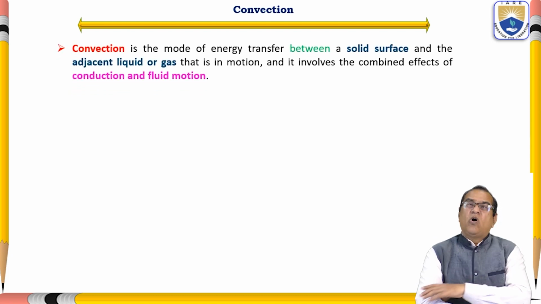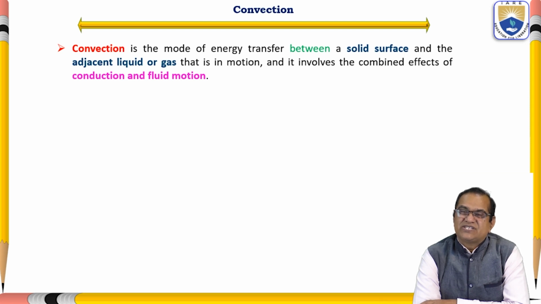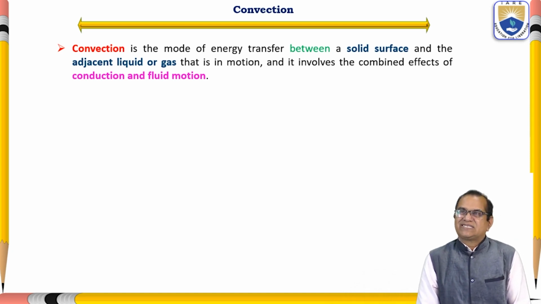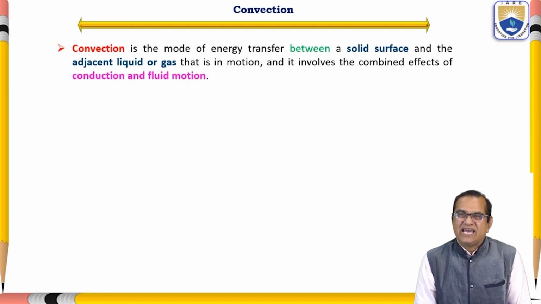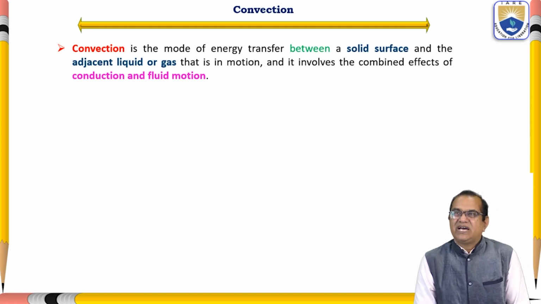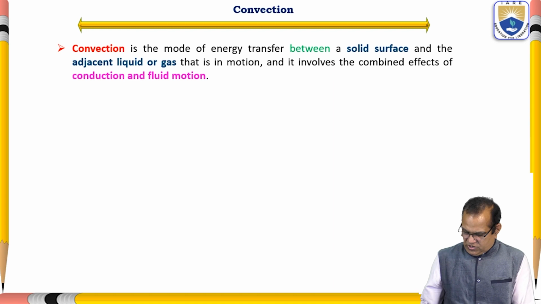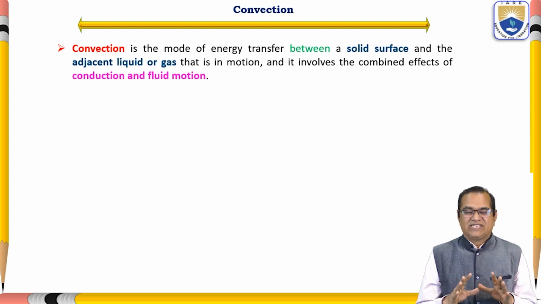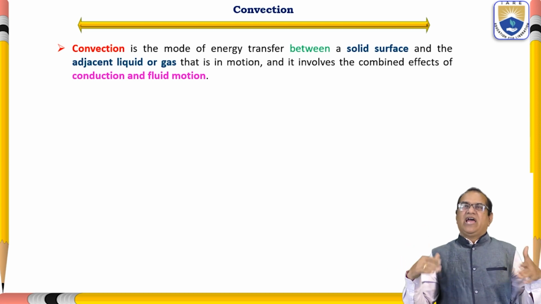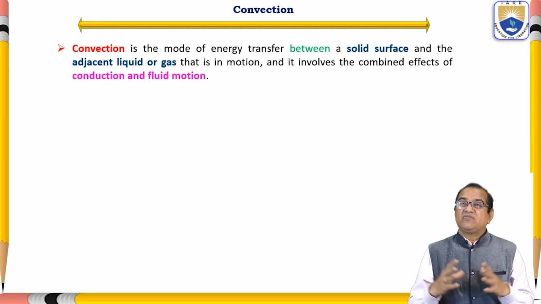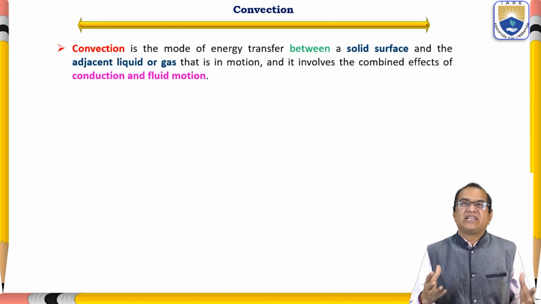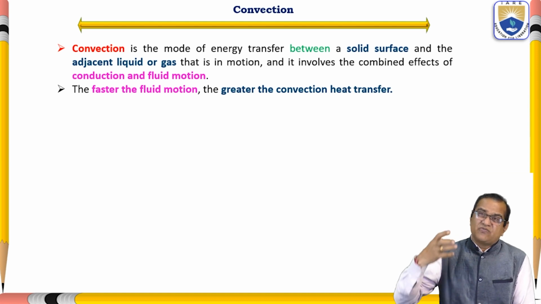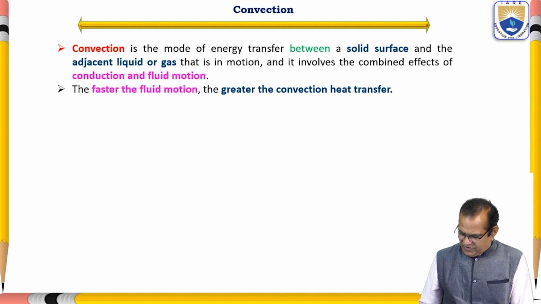Now we will see what convection is, and we will go very systematically to define it. Convection is the mode of energy transfer between a solid surface and the adjacent liquid or gas that is in motion, and it involves the combined effects of conduction and fluid motion. So in this, a solid and a liquid or gas is required, and this liquid or gas will be in motion. The faster the fluid motion, the greater the convection heat transfer. So as fast as your fluid is moving, that much convection will be more.